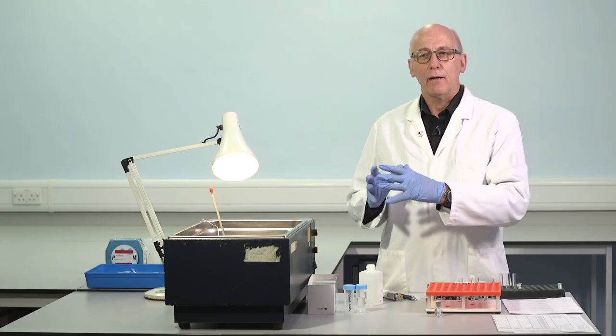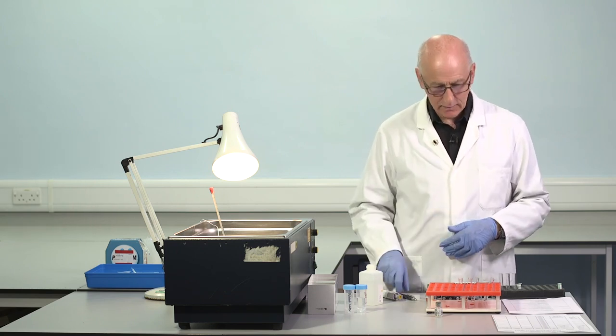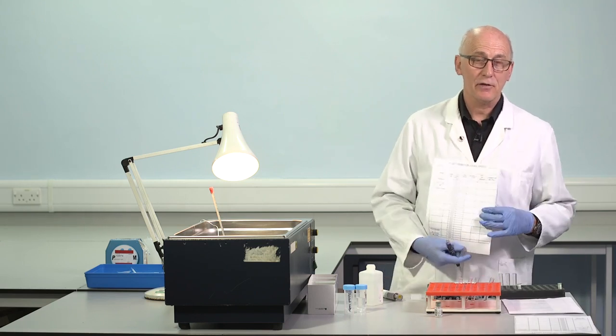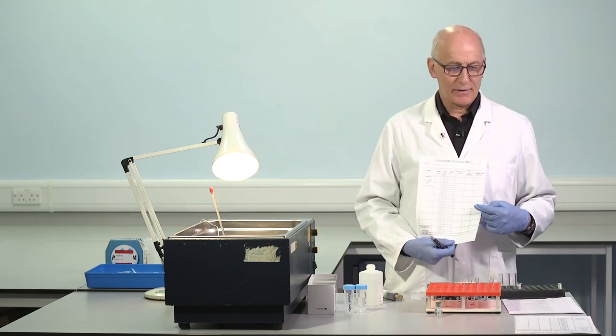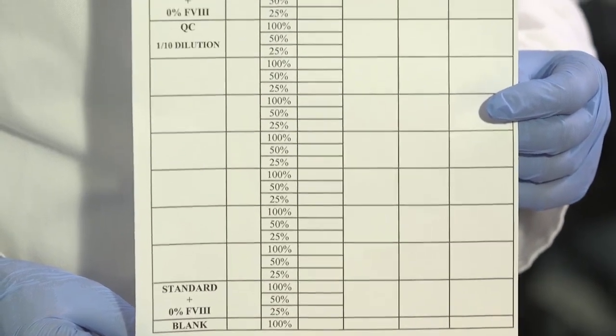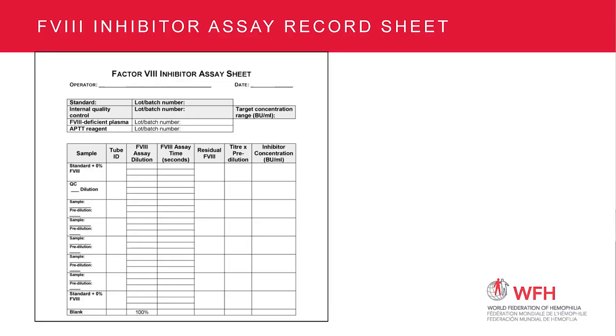So we need to keep a record of what we've done. I think it's important to use some kind of written evidence. And this is, for example, the sheet that is used in my centre. So we've got here the source of normal plasma. We've called it standard here, but it's the source of pooled normal plasma and its lot number or batch number. We've also got here the batch or lot number of factor VIII deficient plasma.